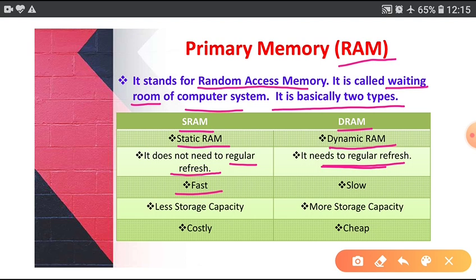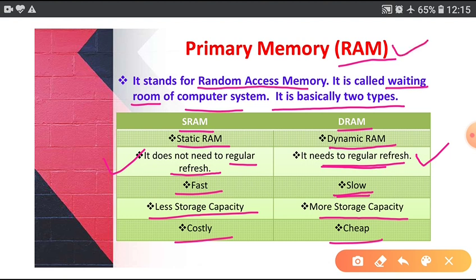SRAM is fast and DRAM is slow. SRAM has less storage capacity and DRAM has more storage capacity. SRAM is costly and DRAM is cheap. You have to keep this point in mind: which memory requires a regular refresh signal? DRAM, not SRAM.